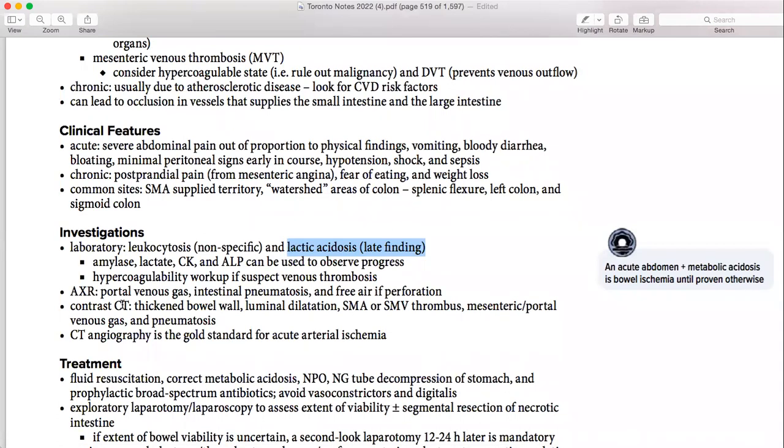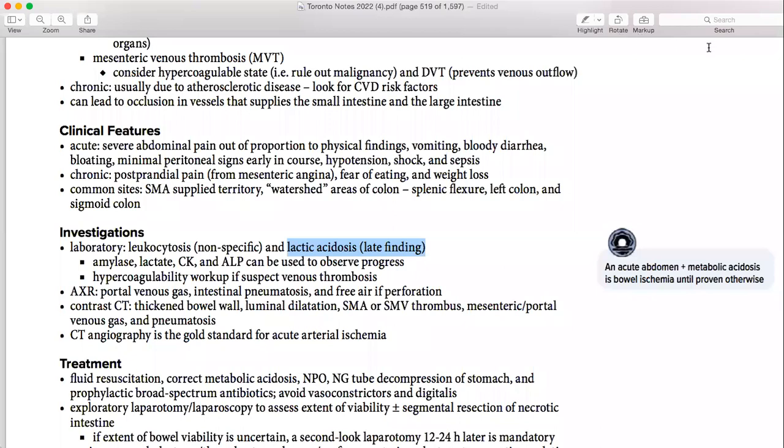CT scan, thickened, then you can do contrast CT scan, as we have already discussed. What are we going to do? CT scan, and especially the contrast one. Then CT angiography is the gold standard. If they ask you how you are going to build up your diagnosis, CT angiography. But if they ask you what is the first step you are going to do, then it's abdominal X-ray. Okay, so you need to know what they're asking and how you are going to write down the answer.